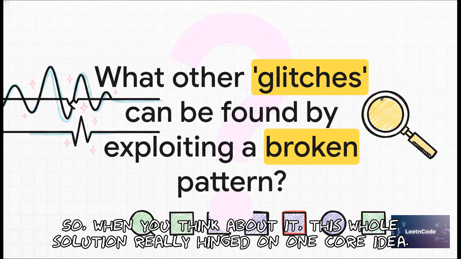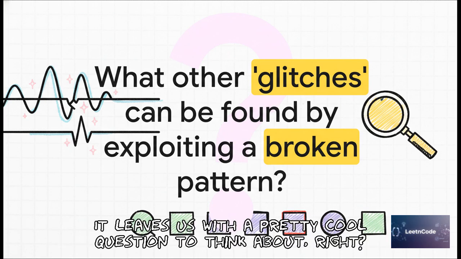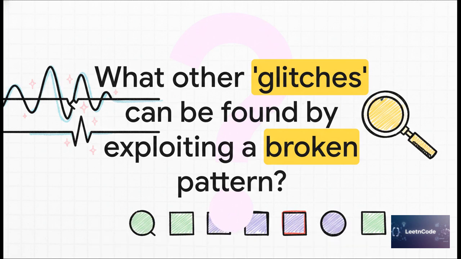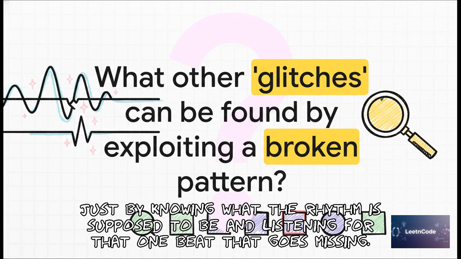So, when you think about it, this whole solution really hinged on one core idea: finding an expected pattern and then pinpointing the exact spot where that pattern breaks. It leaves us with a pretty cool question to think about, right? What other glitches out there in data, in software, maybe even in the real world, can we find just by knowing what the rhythm is supposed to be and listening for that one beat?